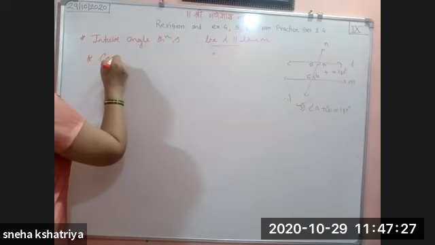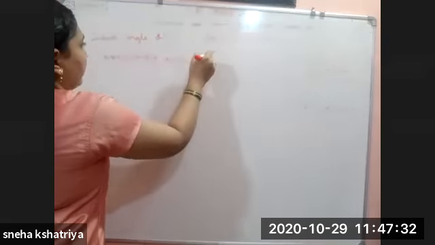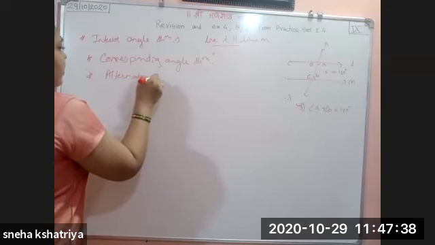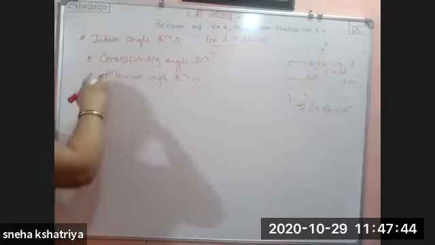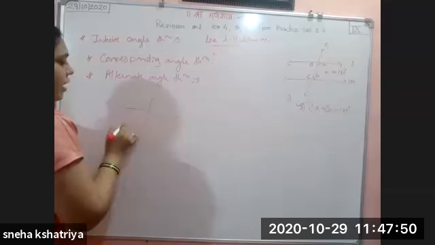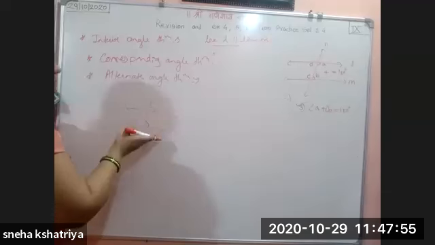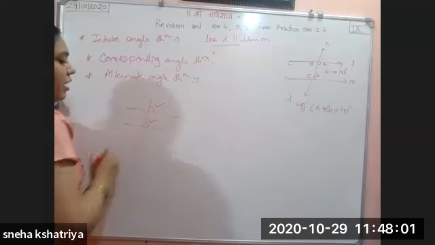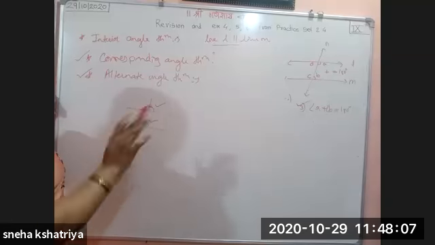Corresponding angle theorem and alternate angle theorem. In the same way, corresponding angles means the angles which are formed on one side of the transversal, above the line and on the right side, and on the right side. Then these two are called corresponding angles. That also we have proved here in the corresponding angle theorem and alternate angle theorem. They both are very easy ones.